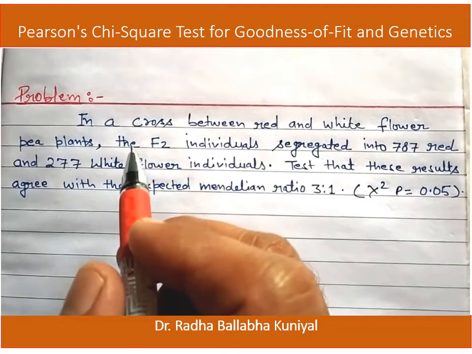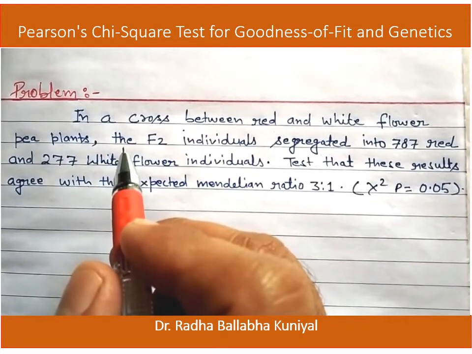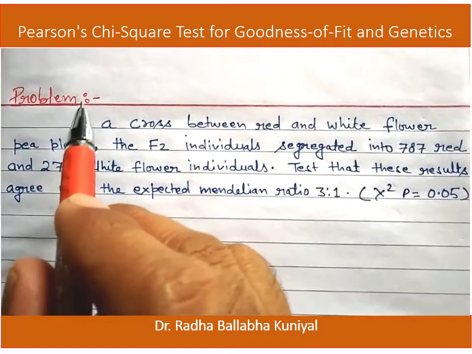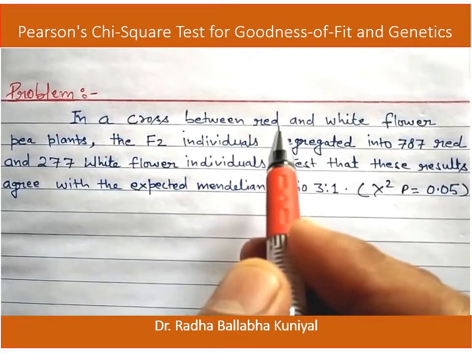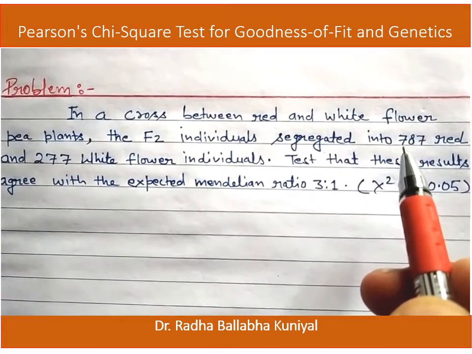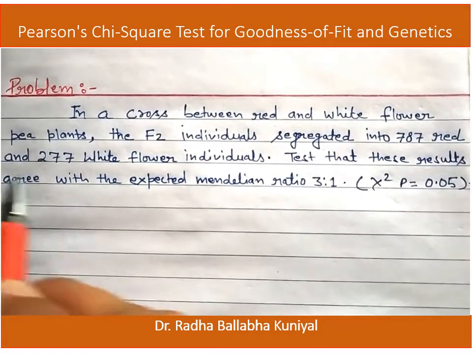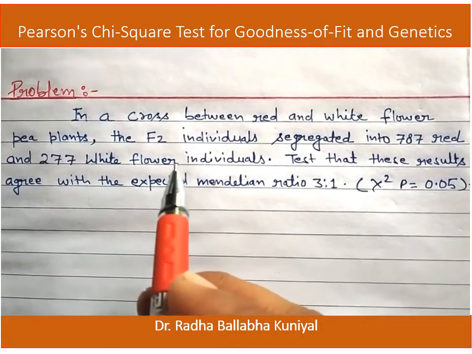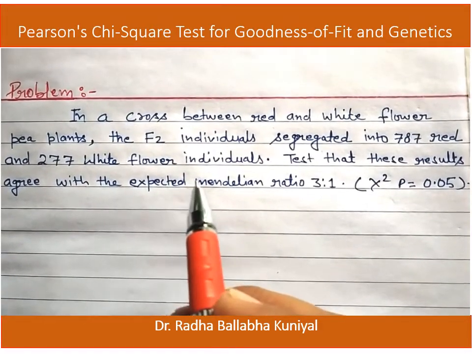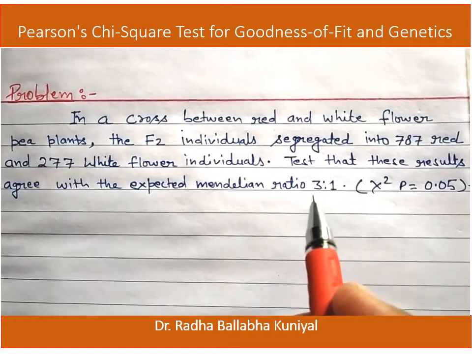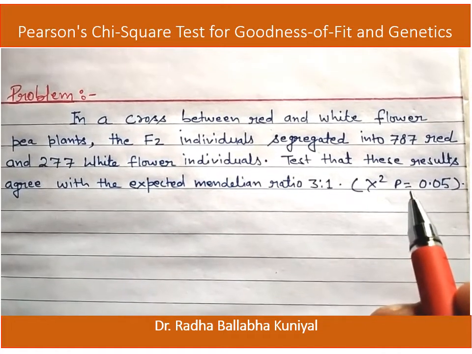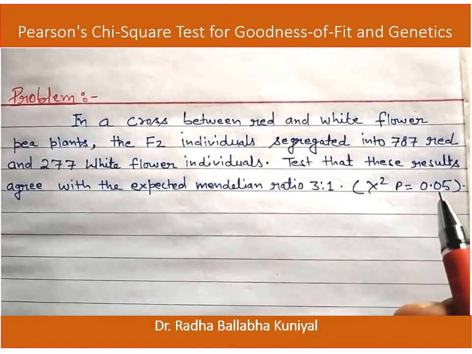With the help of a genetical problem, we will try to understand how to calculate the Pearson chi-square test for goodness of fit. Here, the problem is: in a cross between red and white flower pea plants, the F2 individuals segregated into 787 red and 277 white flower individuals. Test whether these results agree with the expected Mendelian ratio, that is 3:1. Here we have to apply the chi-square test at the 0.05 level of significance.